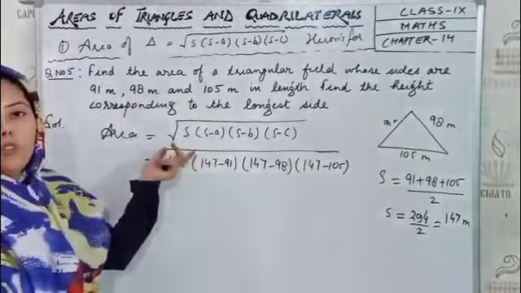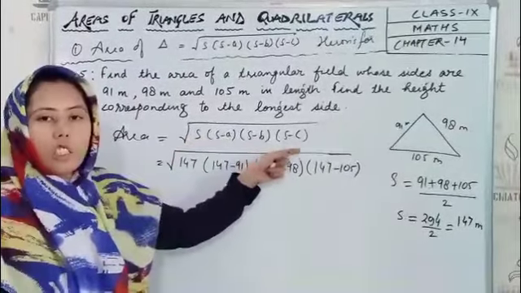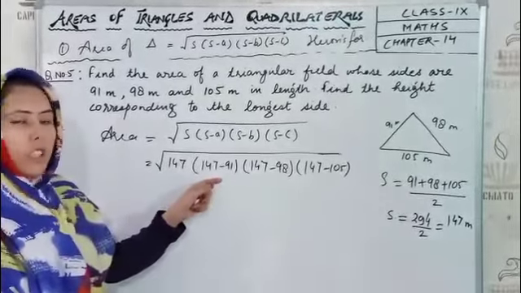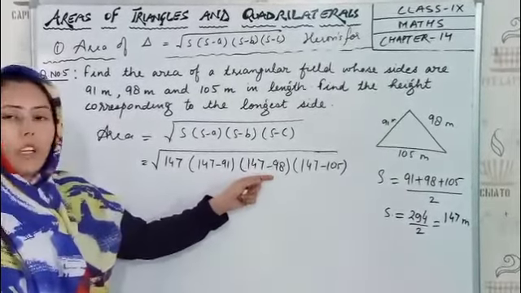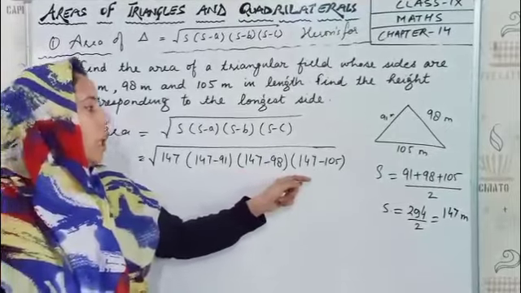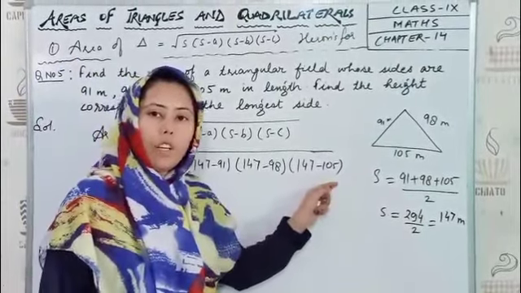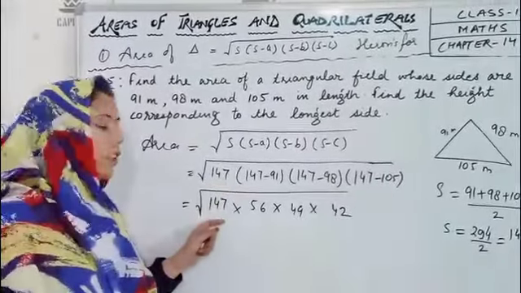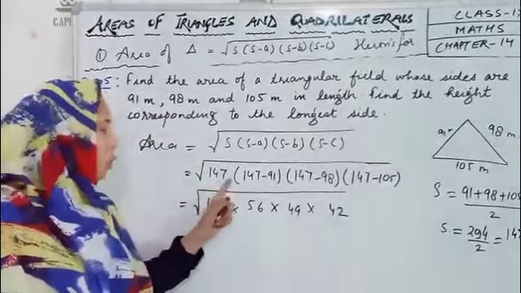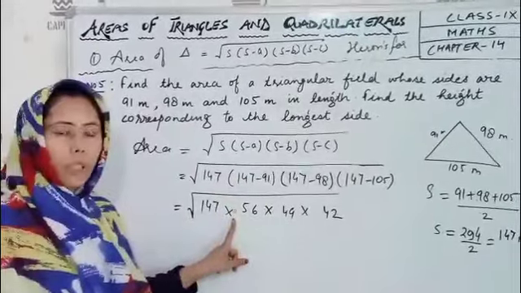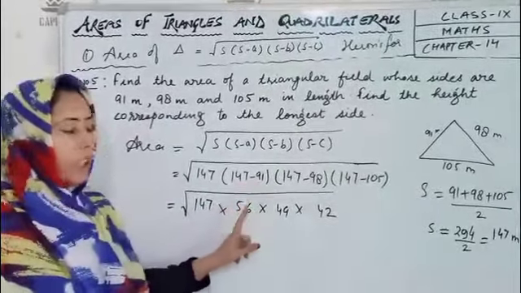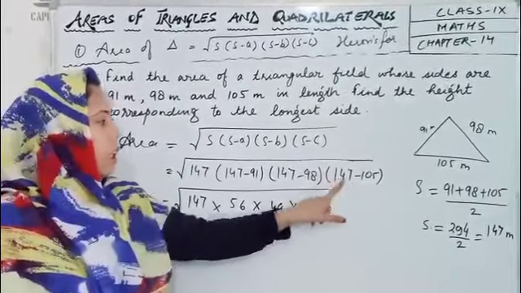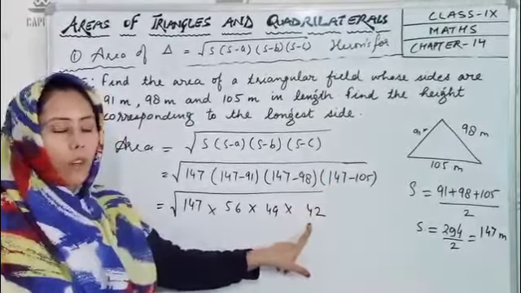We will put values of S and a, b, c in the formula. So we will get 147. 147 minus 91, that is your a. 147 minus 98, that is your b. 147 minus 105, that is your c. Now we will subtract them. 147 under root, multiply, there is no sign, that means multiplication. 147 minus 91 will be 56. When you subtract this, you will get 49, and after this subtraction, you will get 42.